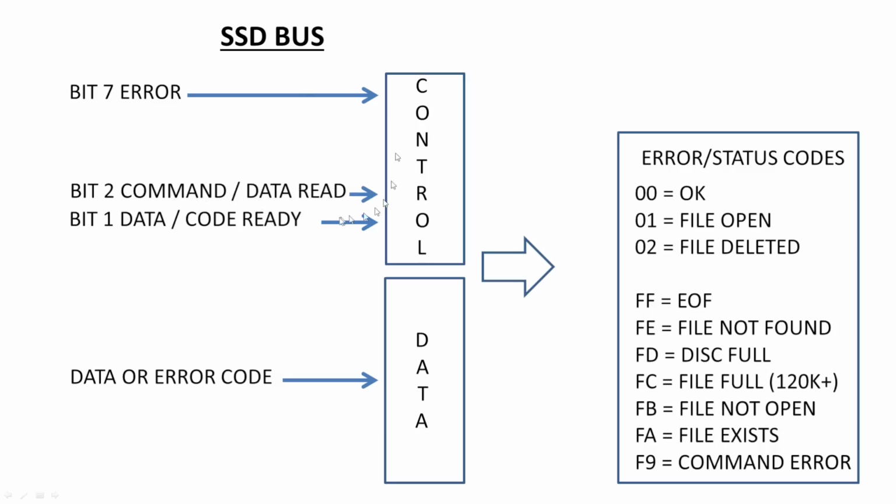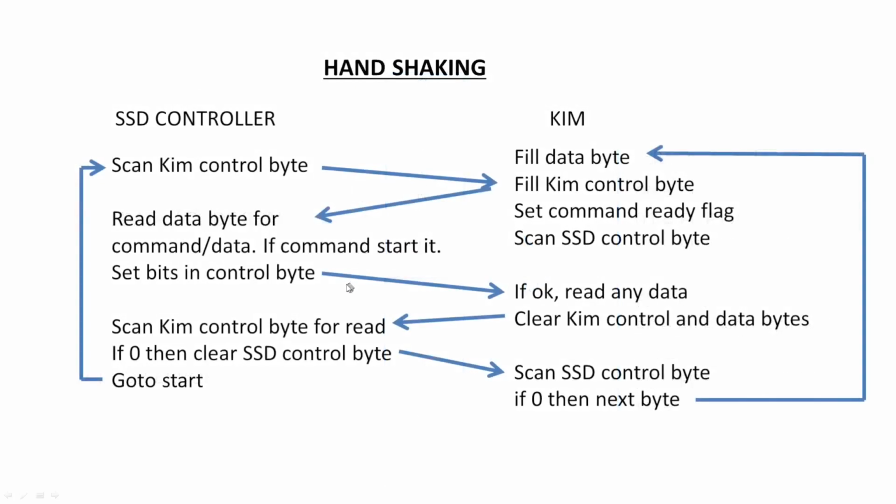So here, this bit says command or data has been read. These other bits will be off. So if there's no errors, that'll be a 0, and if there isn't any data or status code to be read, that'll be 0. So it'll be just that one bit there. When it turns that on, it's saying to the KIM, yes, I've read your instruction. So the KIM goes, okay, it's read the instruction. This handshake is the same for data as well.